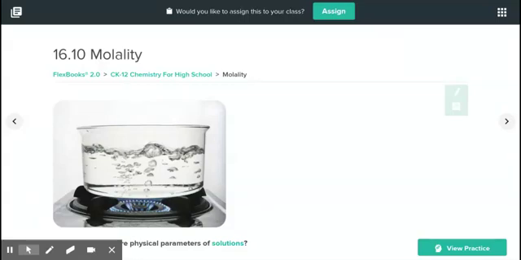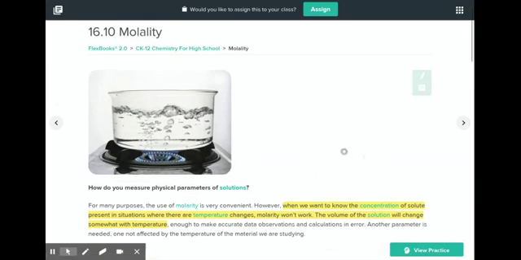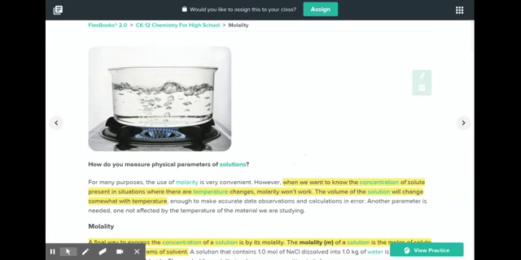So we talked about molarity, and here's another term called molality. They sound very familiar. However, they're a little bit different. Yeah, the way we calculate it is very similar too.